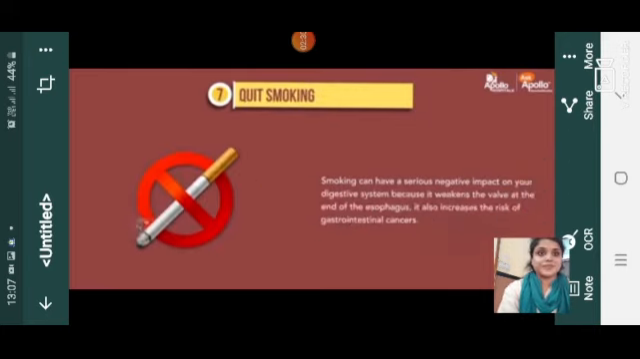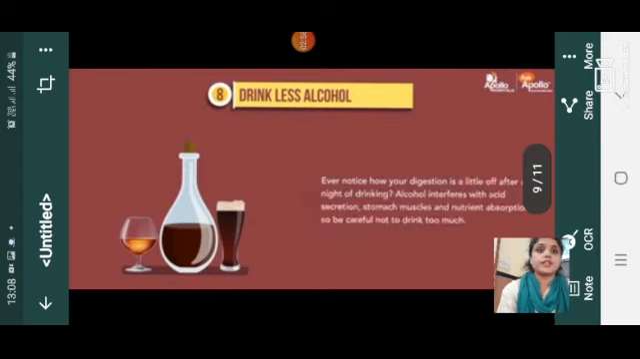Quit smoking. Yes, smoking is dangerous. Smoking can have a serious negative impact on your digestive system because it weakens the wall at the end of the esophagus. Okay, it also increases the risk of cancer. Next, drink less alcohol.